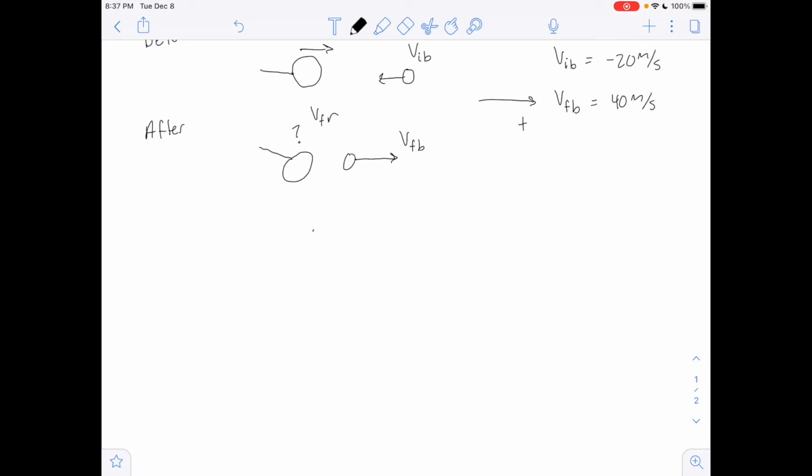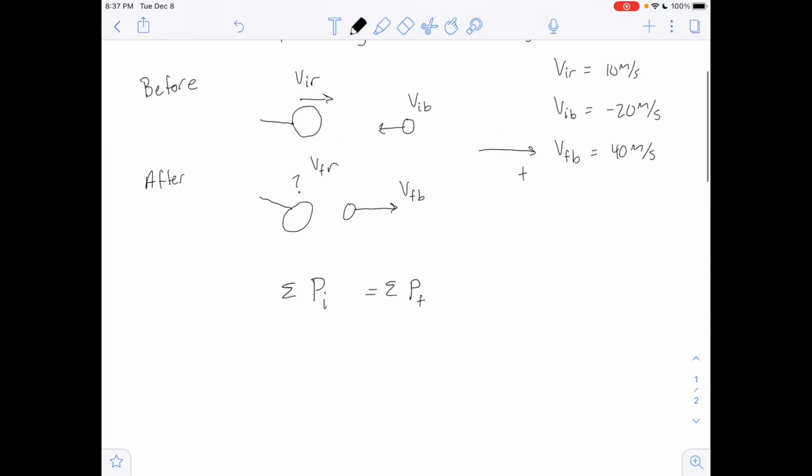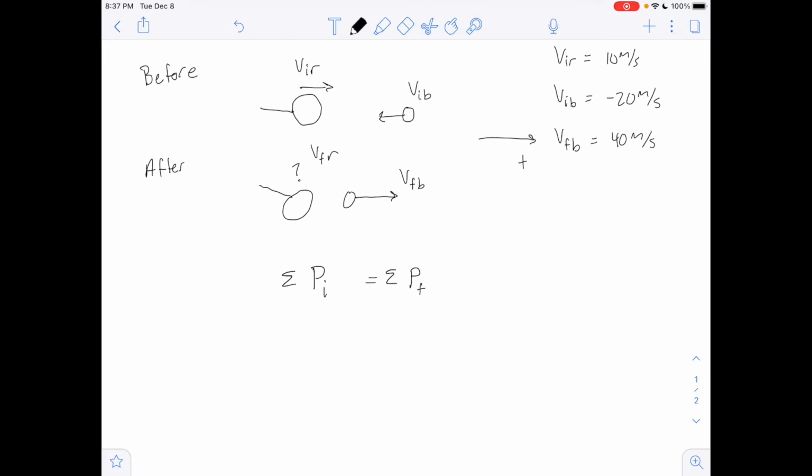Conservation of momentum tells us that the total momentum initial, so total momentum before collision, is equal to the total momentum final. Or you could say the sum of all of the momentums is equal to the sum of all of the momentums, however you like there. And then from here, we're going to write out all of the momentum before collision. So that's going to be momentum of the racket, so momentum initial racket, plus whatever the momentum initial of the ball is.